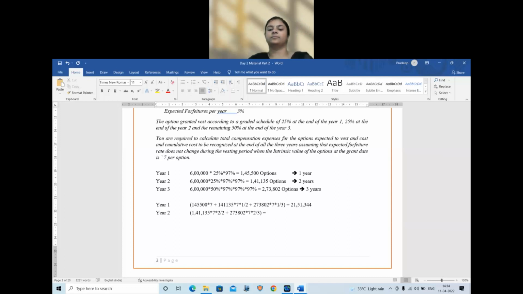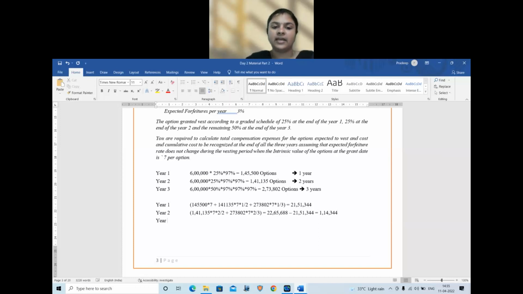The value that you get. What is the value that you get? 2265,688 is the total cumulative value up to year 2, of which 2151,344 is already recognized in year 1, which gives us the difference of 114,344. So this is your expense for year 2.